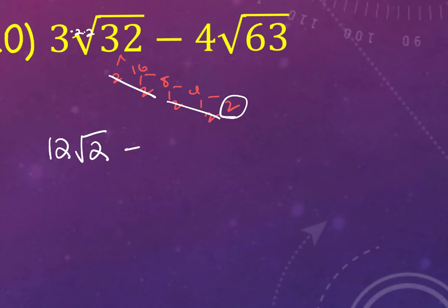Minus, I'm going to repeat that process with the 63. 63 would be 3 and 21. 21 is 3 and 7. I have a pair of 3's, so the 3 is going to come to the outside with that minus 4, and I get negative 12 square root 7. Now the 12's are the same, but that's not what I need to be the same. What I need to be the same is the square root. So because I have square root 2 and square root 7, these cannot be combined. They would stay exactly as they are.